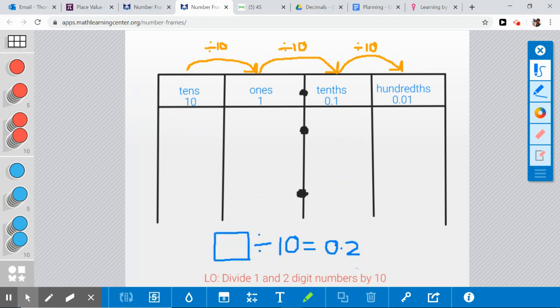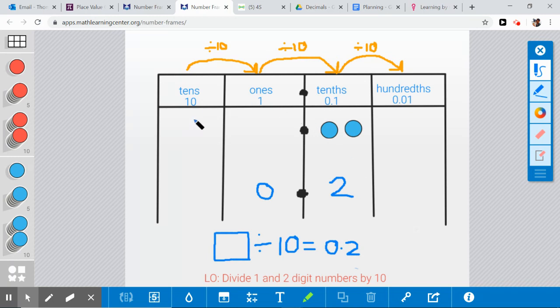Some of your calculations today might ask you to do the inverse, which means working backwards. So I've got an example here. So we've got a mystery number. When we divided that mystery number by 10, our answer was 0.2. So let's work backwards. So our answer was 0.2. And that was after we divided by 10.